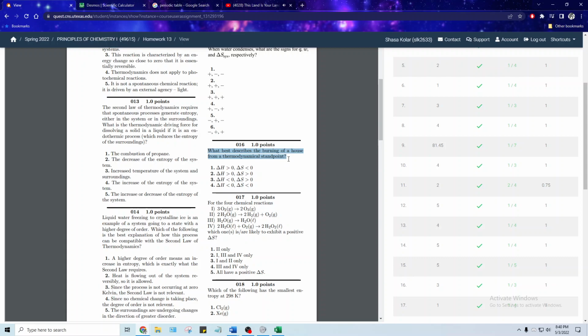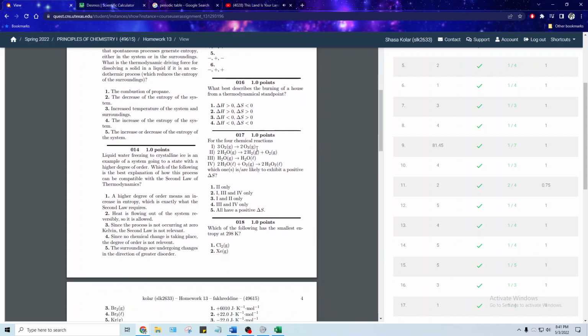Anyway, it's burning, so it's exothermic, and for exothermic reactions delta H is negative, so it's less than 0. And then a burnt house is more disordered, so delta S is more than 0, so it's number 3. Yeah. It's such a stupid question.